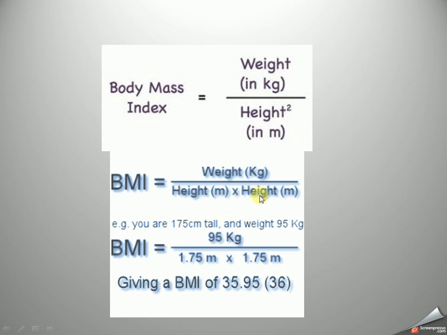Okay, now, in fact, this is an example right here. If you're 175 centimeters tall and weigh 95 kilograms, what you do is 95 divided by 1.75 meters multiplied by 1.75 meters. And that will give you a BMI. Now, let me make this a little bit easier for you. What I've seen in the past is that people get 95 kilograms and divide that by 0.75 and multiply that by 1.75. You do not want to do that.